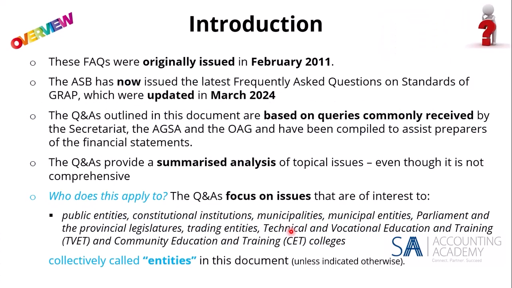These FAQs were originally issued way back in February 2011, and if you can believe it, that's like 13 years ago already. The ASB has now updated and issued the latest version of this document in March. They finalized the updating in March and released it somewhere towards the end of April, I think, that I found it on their website.